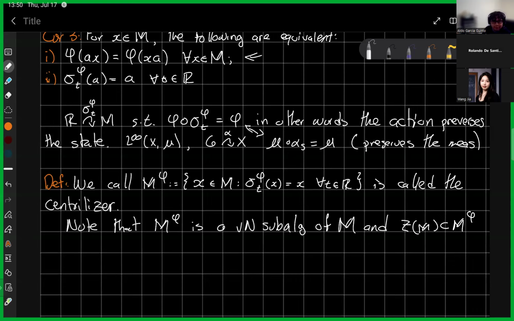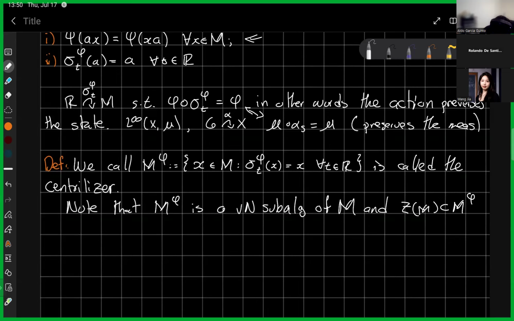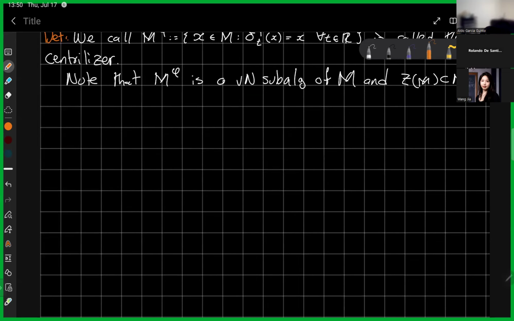Okay, so I think we should probably go into an example. We've defined enough things. So let's keep it simple and let's look at matrices, with phi being a faithful state.